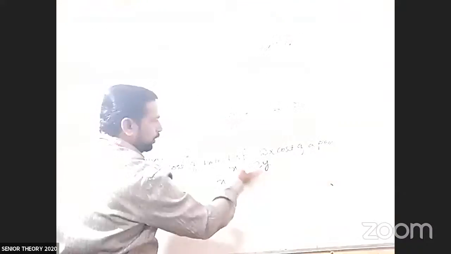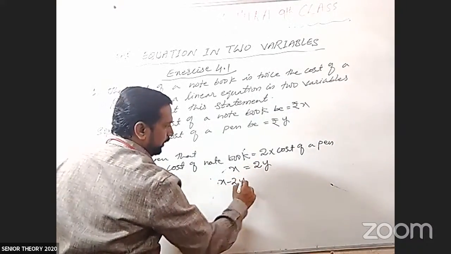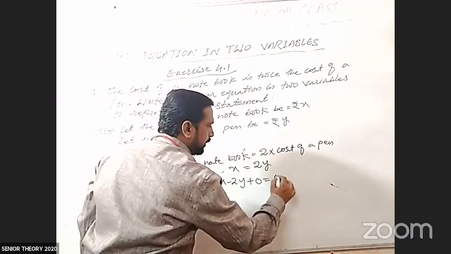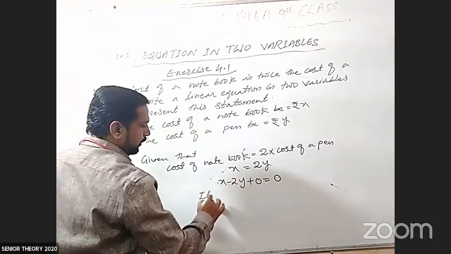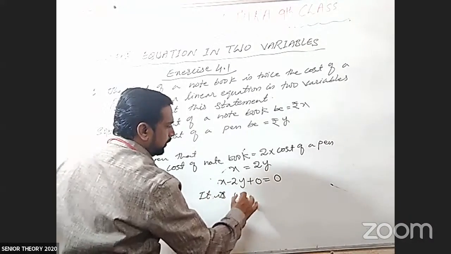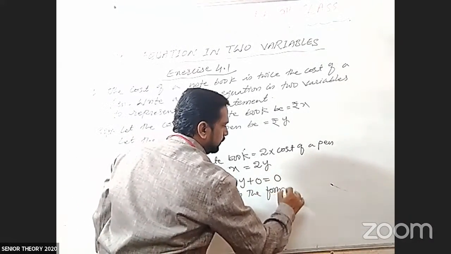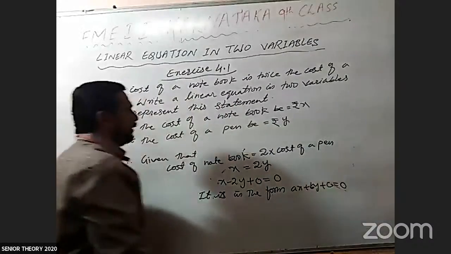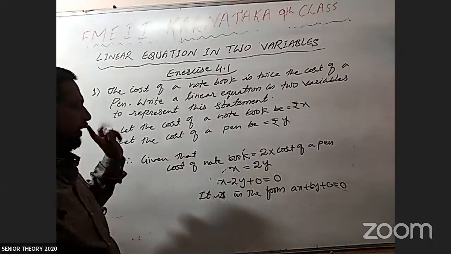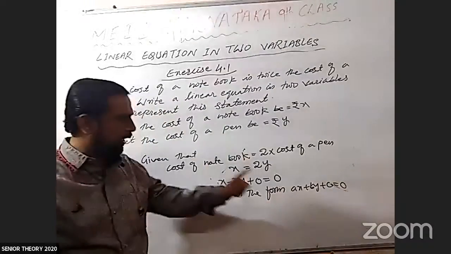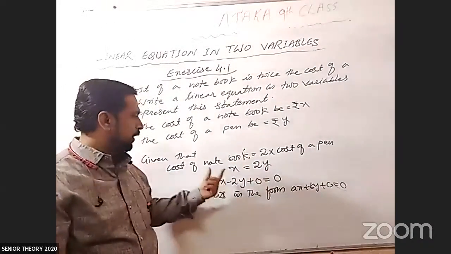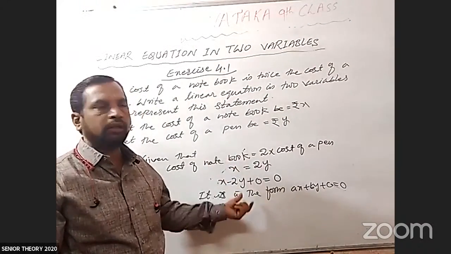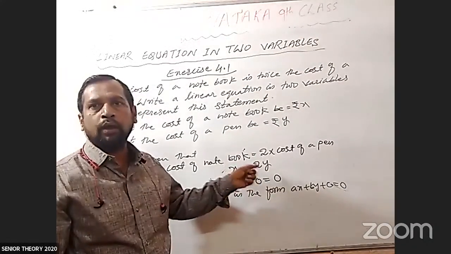Now x minus 2y plus 0 equal to 0. Here there is no constant term, so we will take 0 as a constant term. It is in the form of ax plus by plus c equal to 0. Whenever there is a linear equation in two variables, we have to write always in the form of ax plus by plus c equal to 0. If no variable is there, then we have to take that variable along with 0. If no constant value is there, then we have to take 0 as a constant.